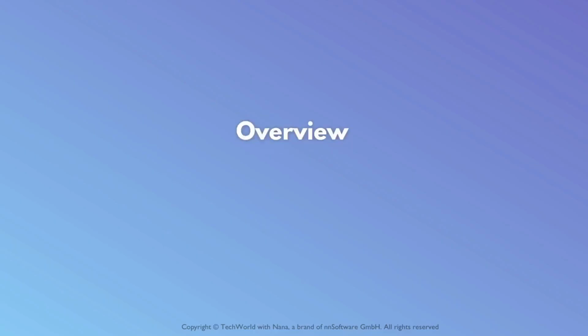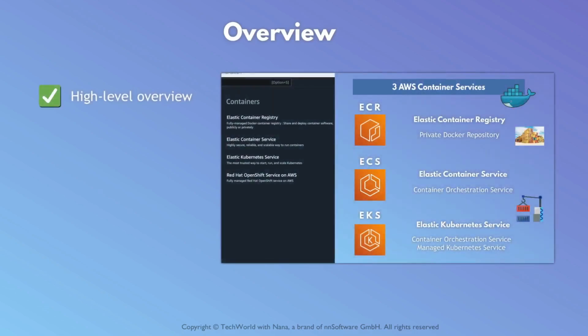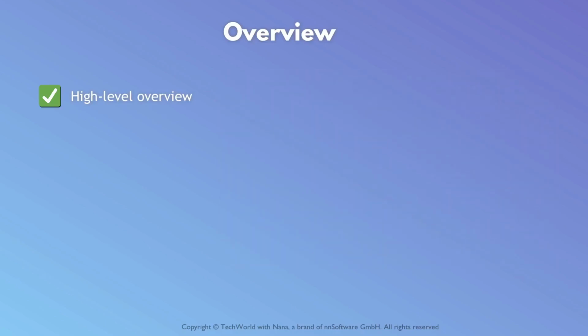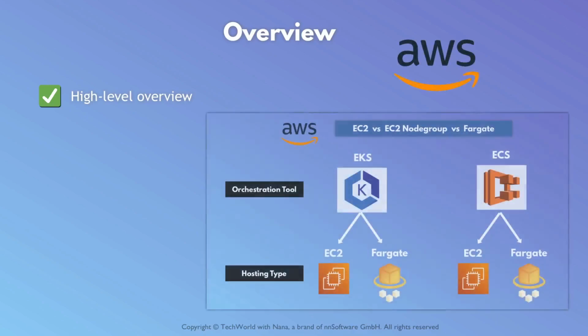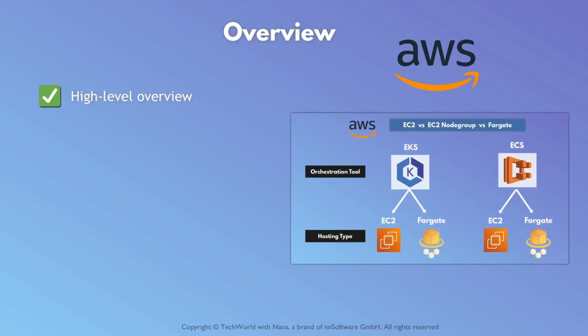In this part, I will give you a high-level overview of all the different container services you can use on AWS. So if you want to run a containerized application on AWS, you have multiple options to choose from depending on your application requirements. So we'll go through all of these options one by one.